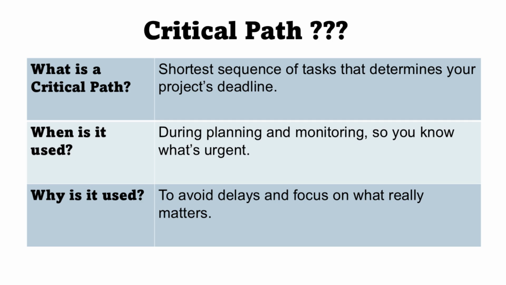Let's get started. So, what exactly is the critical path? It's the shortest sequence of tasks that determines your project's deadline. Basically, the must-do list that keeps everything on schedule. You use it during planning to map out what's urgent, and during monitoring to make sure nothing slips through the cracks. Why bother with it? Simple. It's all about avoiding delays and zeroing in on what really matters. Whether you're organizing an event or building a house, the critical path ensures your project crosses the finish line right on time. Let's break it down with an example next.